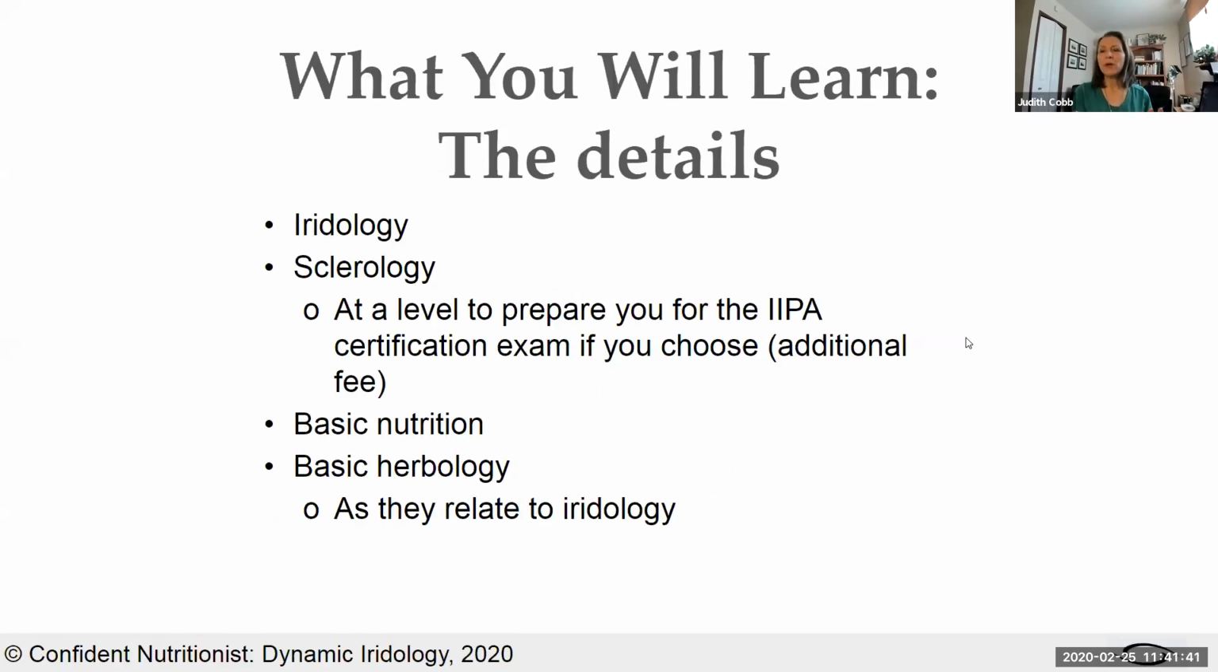What you will learn, you're going to learn iridology, you're going to learn sclerology, and you're going to learn both of those at a level to prepare you to do the IPA certification exam if you so choose. We incorporate a little bit of basic nutrition and herbology as they relate to iridology. Now, I don't actually teach the nutrition and herbology in this course, but we tie it in. So if you have some background in those, you will find this very, very useful.